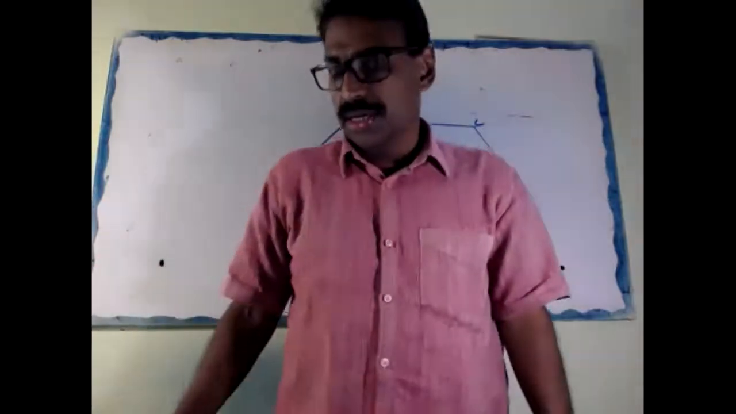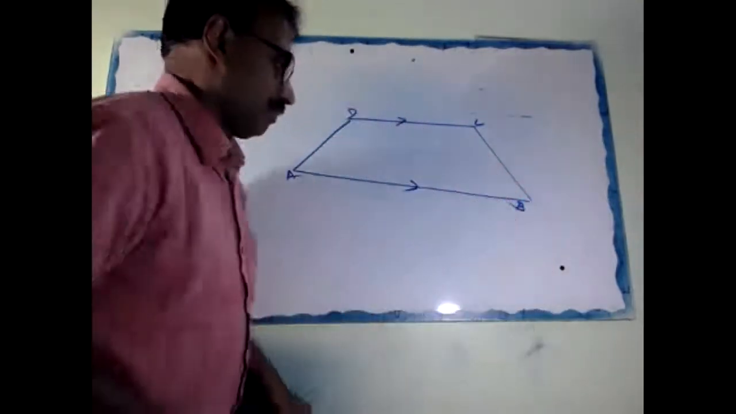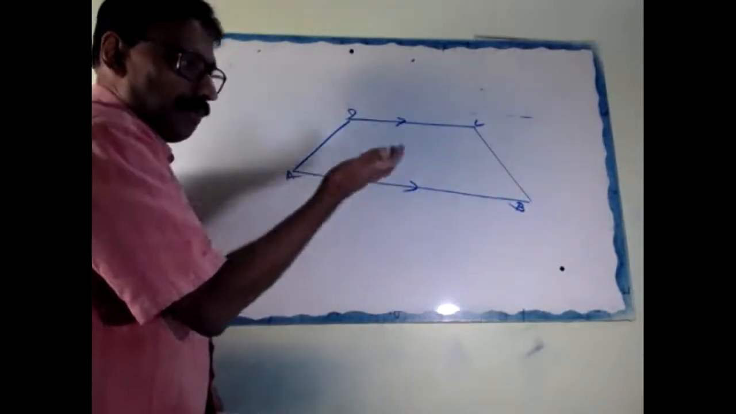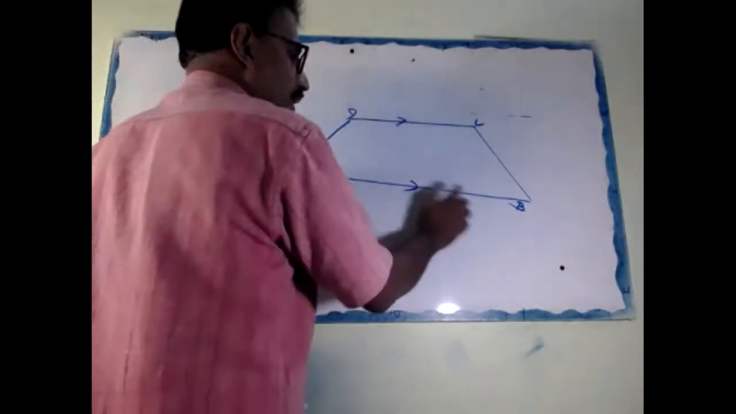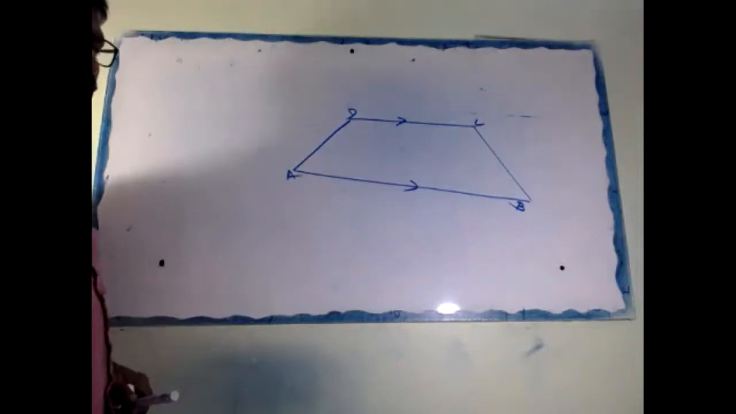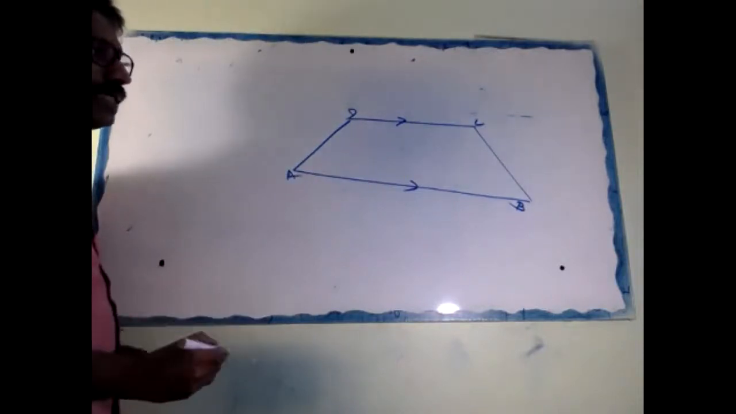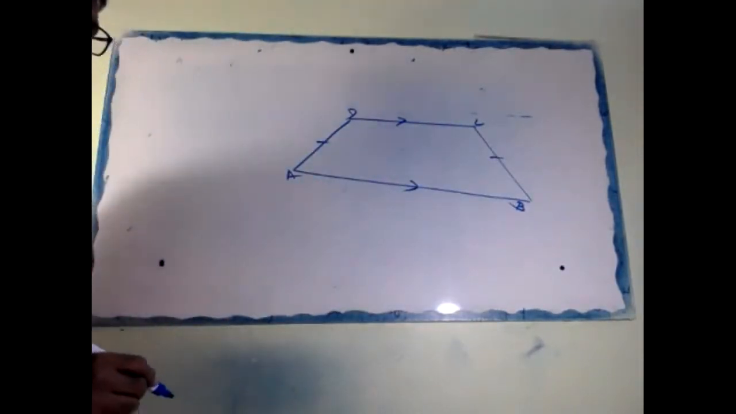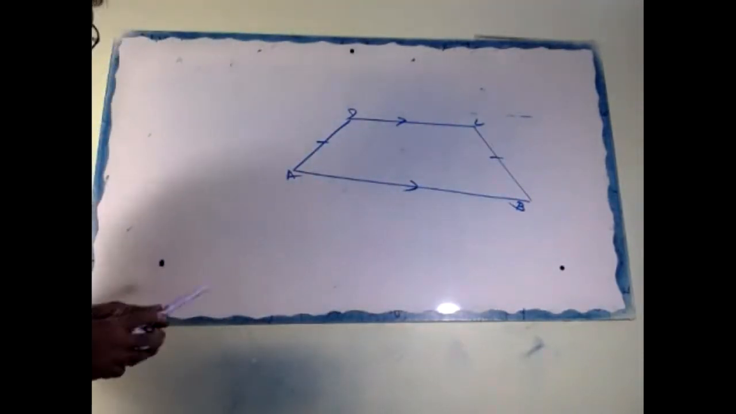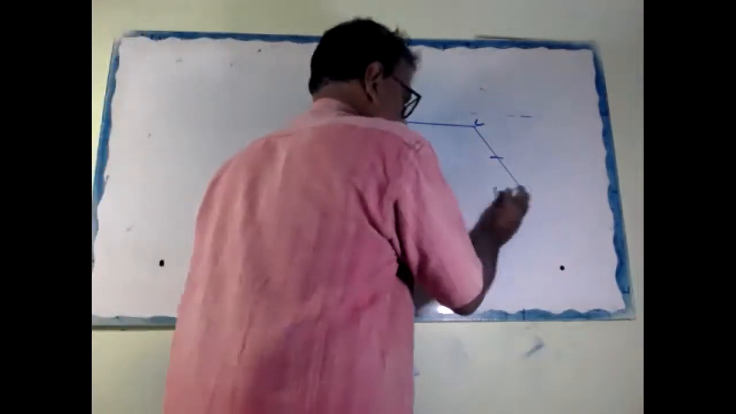Listen. Okay, now ABCD is a quadrilateral in which one pair is parallel. DC parallel to AB is a trapezium. In a trapezium, if the non-parallel sides are equal, that means this one equal to this one, then it is called an isosceles trapezium.